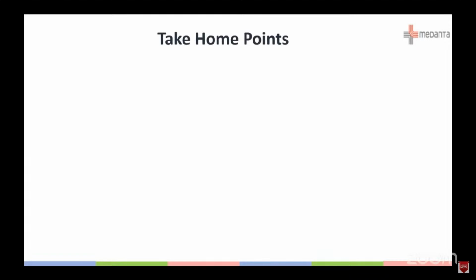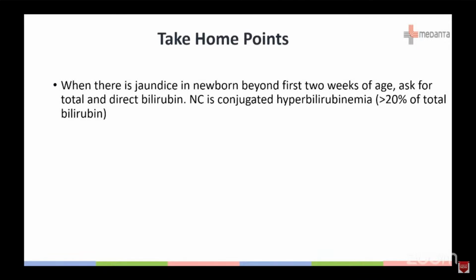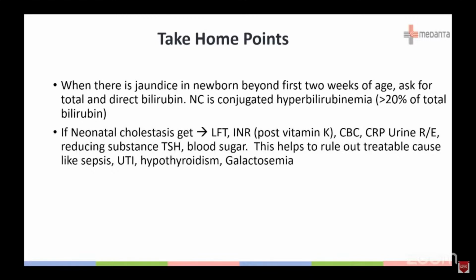So the take-home points from this discussion are: whenever there is jaundice in a newborn beyond the first 2 weeks of age, ask for the total and direct bilirubin. Neonatal cholestasis is conjugated hyperbilirubinemia with direct bilirubin greater than 20% of the total bilirubin.